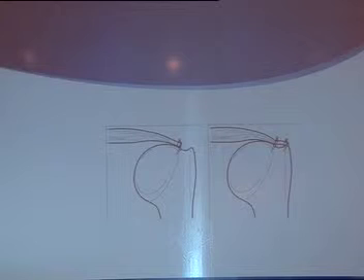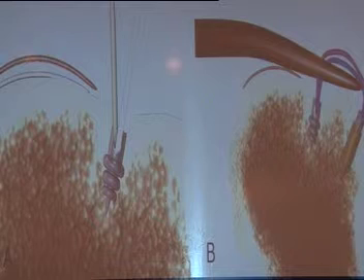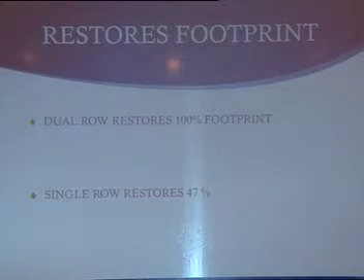A double row covers the footprint area, compresses the cuff at the site of attachment. Again, a pictorial representation of single row and a double row. Now, the footprint of the cuff normally has a width of about 12 to 15 mm, while a single row repair will cover only about 5 to 6 mm of contact. So, dual row restores 100% footprint, while a single row restores 47%.